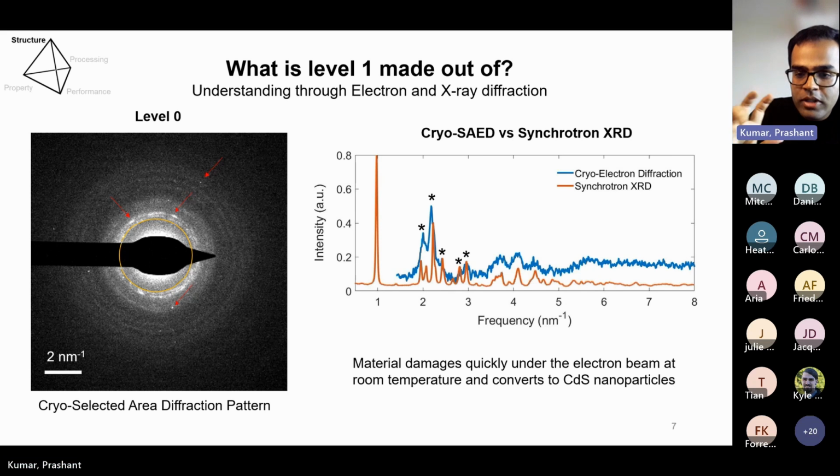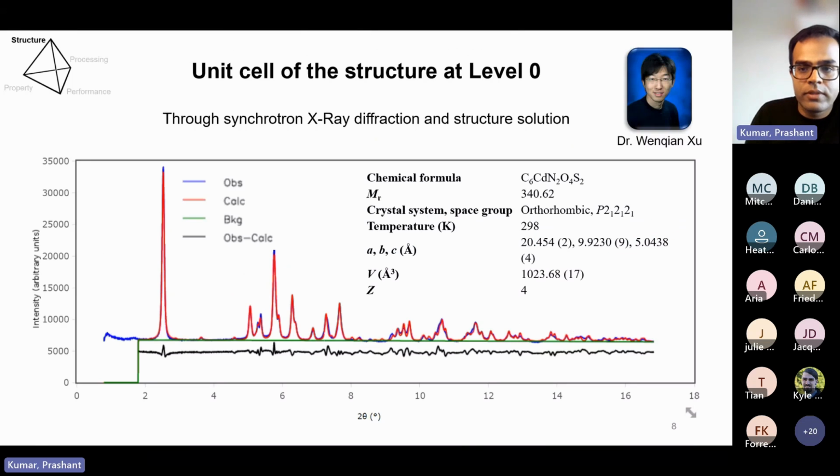I've written it here. If anybody wants to talk more about it, I will definitely talk about it in the Q&A. But now we are going on to the synchrotron XRD and looking at what the structure of this material is. We sent the sample to Argonne National Lab, which is close to my location here, and Dr. Wenqian Xu was kind enough to put this material under the beamline and get this nice X-ray pattern for us.